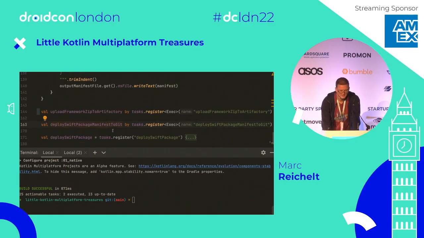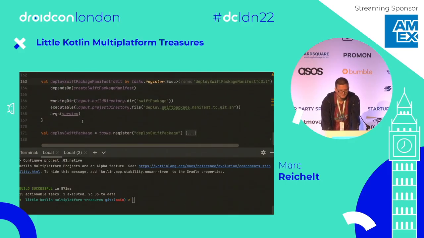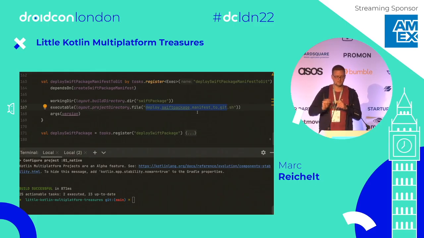And now with that package.swift we can deploy it to Git, which is actually done by a script. So I'm just calling a script here, which I called deploy Swift package manifest to Git. So that will actually make sure that we pass in the version, that we push the package.swift file, and that we also create a tag locally, and that we push it to the remote Git repo.